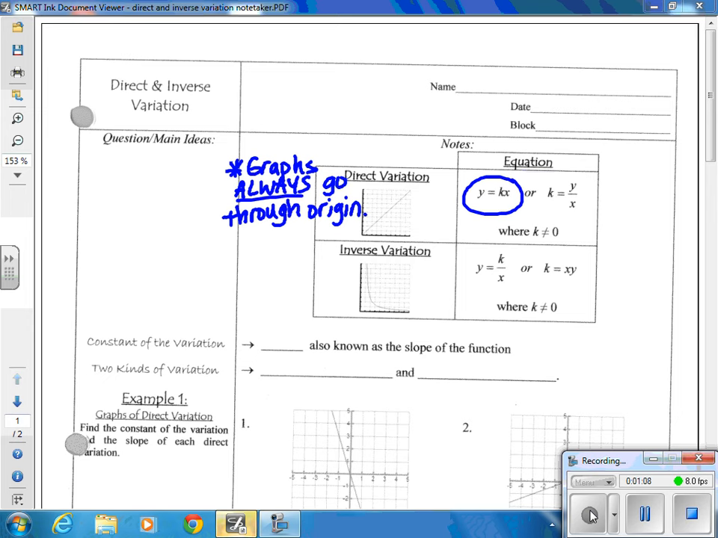The second one is the inverse variation, and your graph will always curve on this one. So it will look like an exponential curve, but it's not really. And the formula you need to memorize for this one is y equals k divided by x. If you think about it, the inverse of multiplying is dividing. So a direct variation has them directly multiplied together. An inverse variation has them done opposite. The opposite of multiplication is division.